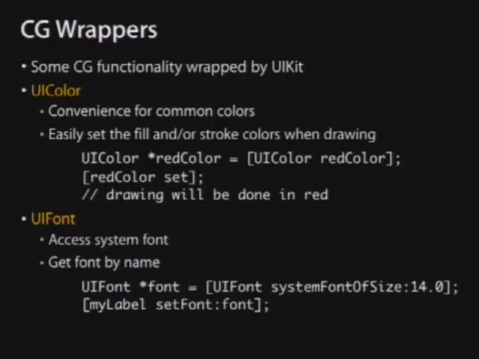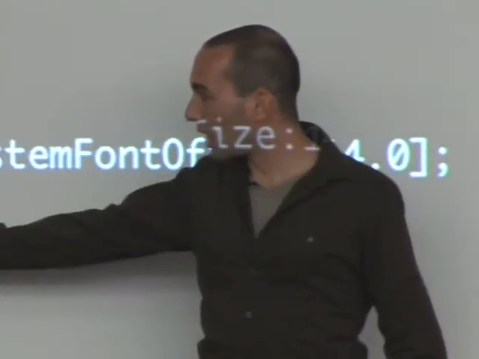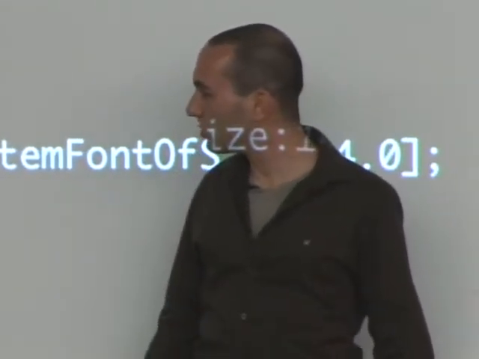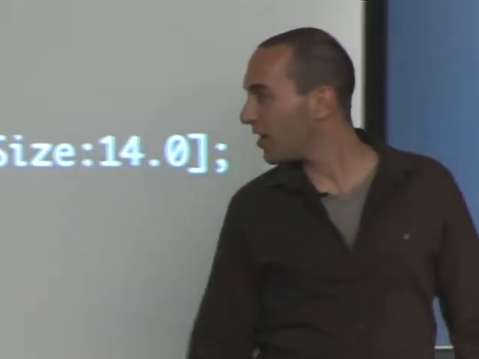But there are also different things you can do that will tell the context to set itself properly. So if I say redColor set, it'll set the color for filling and for stroking. I can say setFill and I can say setStroke on a UIColor. And then, of course, with a UIFont, I can get the system font, which by default is Helvetica. There's some small set of fonts available on the phone. I believe you can also bring your own in. But in this example, that's a bad example, this is actually setting a font on a label, which is a UIView object.